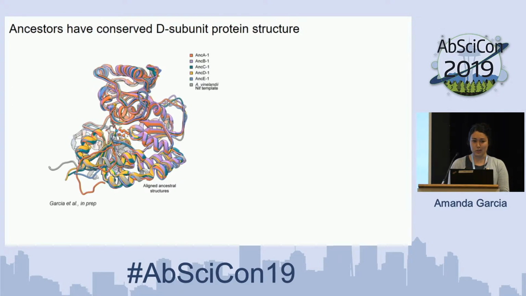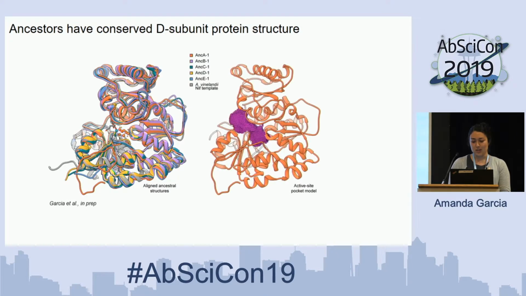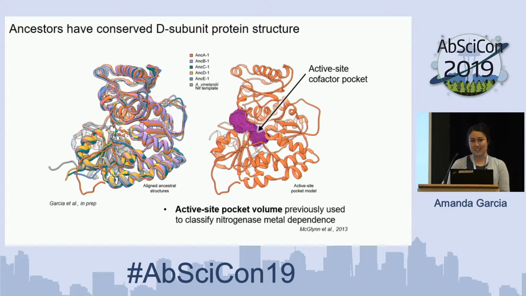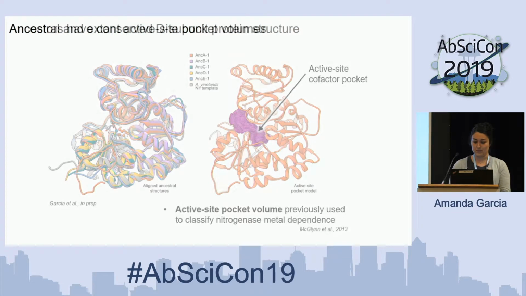All right, so we also use these sequences to generate models of these ancestral proteins. So here they are, aligned and superimposed on one another. But we were specifically interested in calculating the volume of the active site pocket. And the reason we were interested, so that's what's pictured in pink right there, was that this parameter was previously used to classify metal dependence of modern nitrogenases. Again, we wanted to apply this to the ancestors.